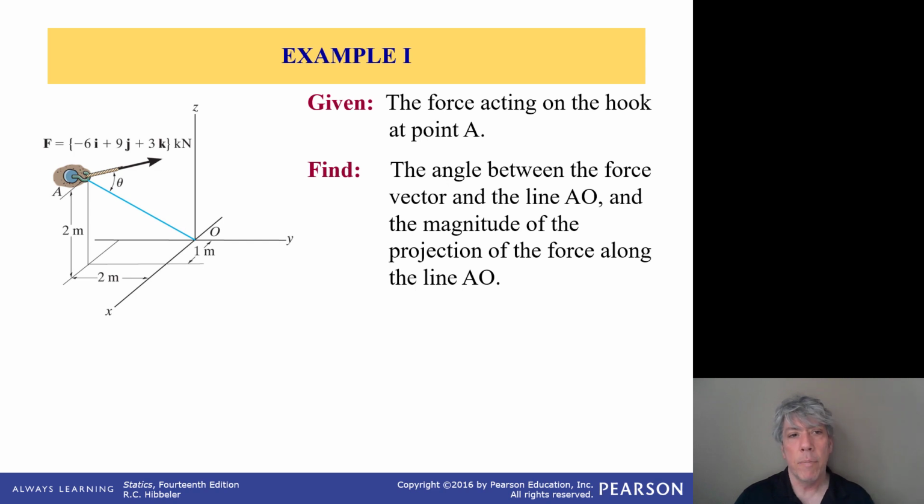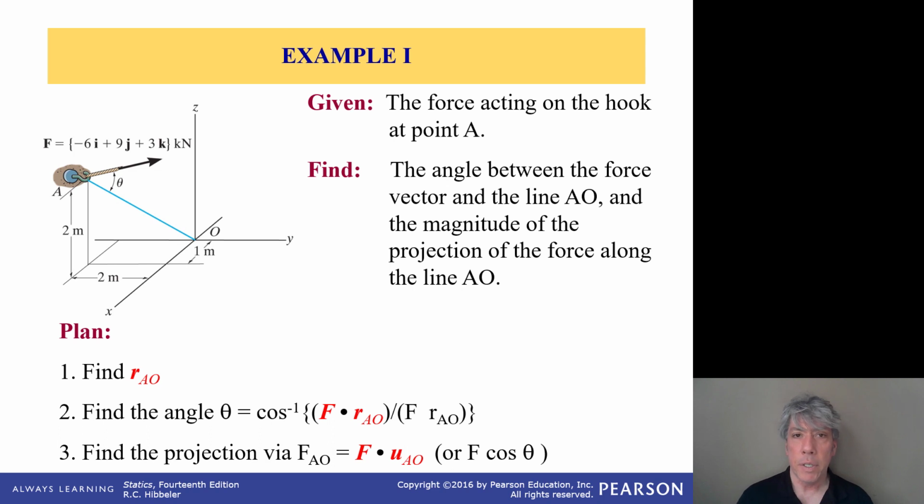In other words, how much of force F could be represented along line AO, or in other words, what's the shadow of vector F on line AO? So the first thing to do, the way we're going to solve this, is to find the position vector from A to O. Then we're going to calculate the angle between the force and that position vector. And you can see the equation we'll use there.